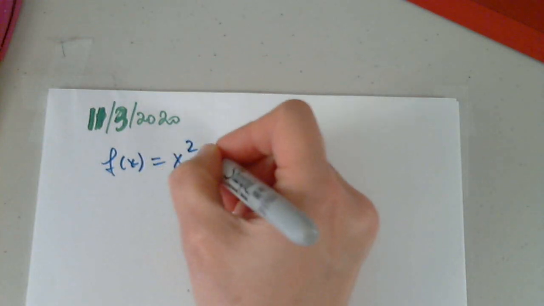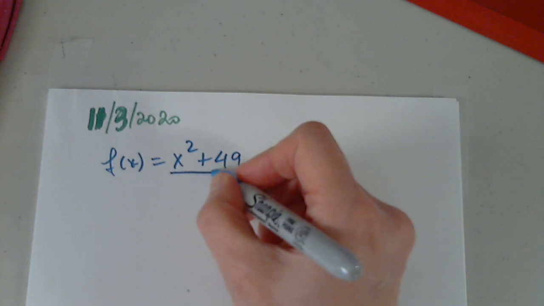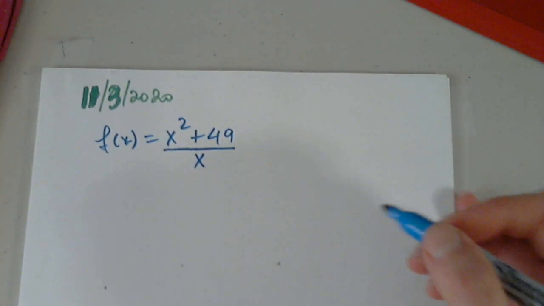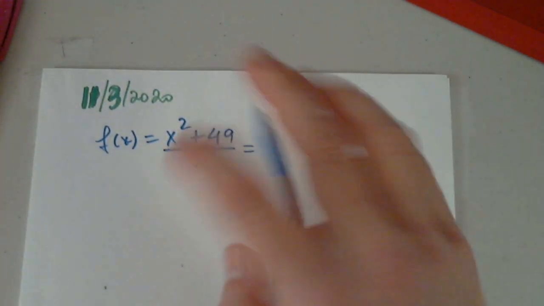x squared plus 49 over x. Everything over x. Okay. And then finding everything, like the vertical asymptote. Excellent. So the first thing I'm going to do is separate.